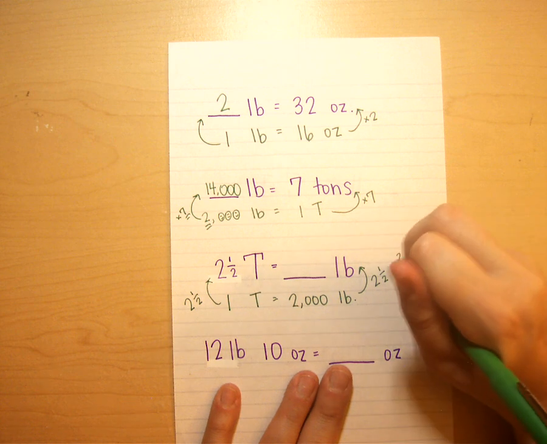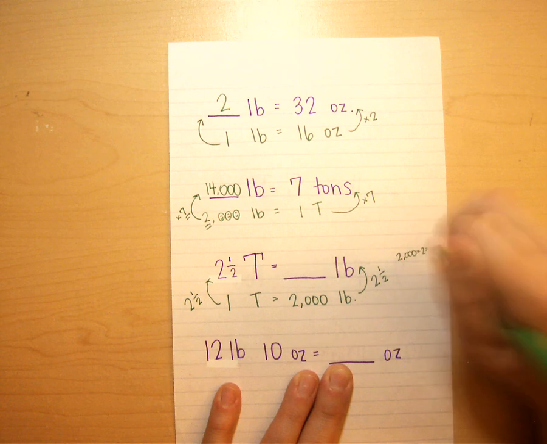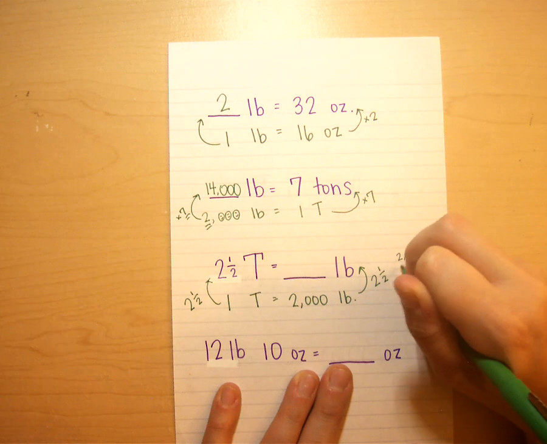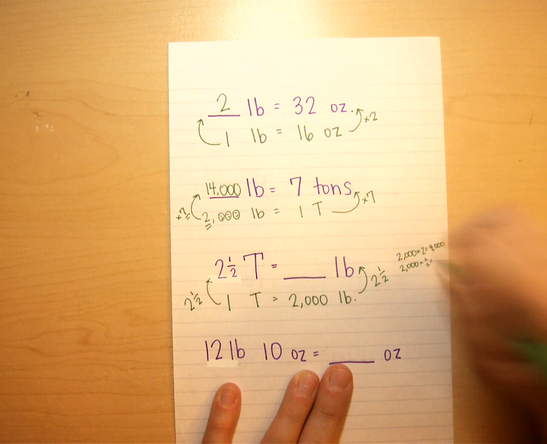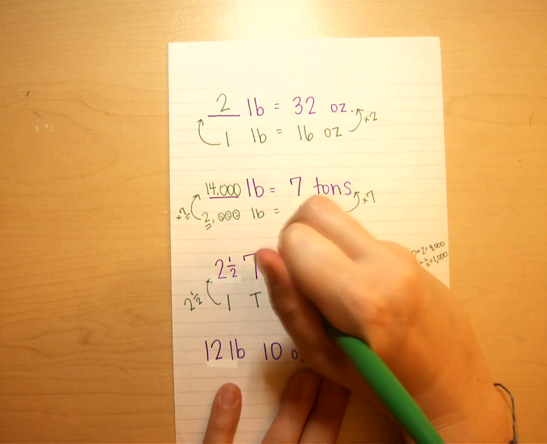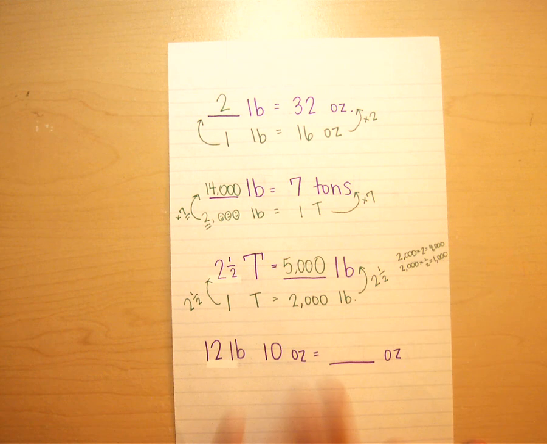So let me write that out. So 2,000 times 2 equals 4,000. And then I would have 2,000 times half. So half of 2,000 would be 1,000. So if I put those together, 2.5 tons would equal 5,000 pounds.